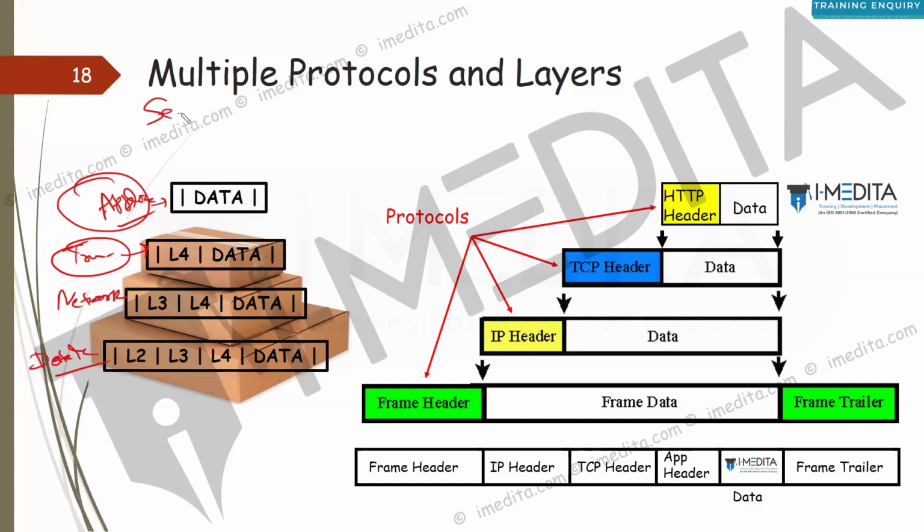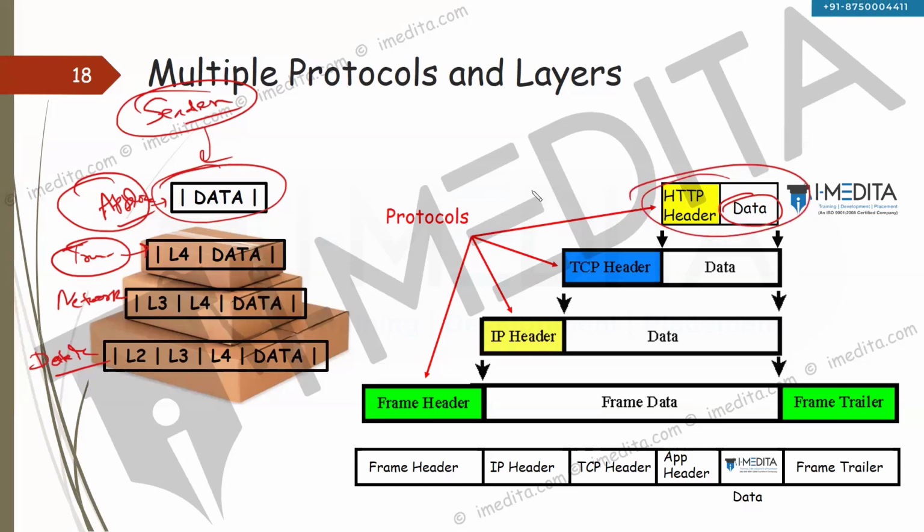If we take the example of the sender, the sender will send some data. Ideally, data is created at the application layer. Let's say you want to send some data. That's the application layer, so at your application layer you have your data. Now if you want to send the data, from the application layer it will be given to the transport layer.